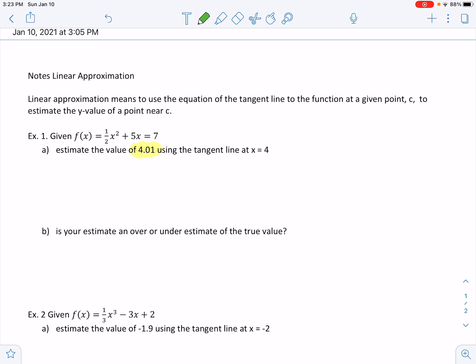Oh, dang it, it's got a typo. This should say plus 7. I'll have to fix that. Anyway, it'd be a pain in the butt without a calculator.